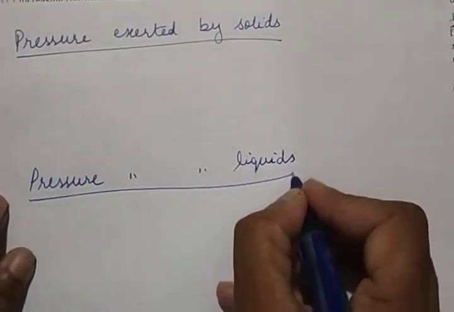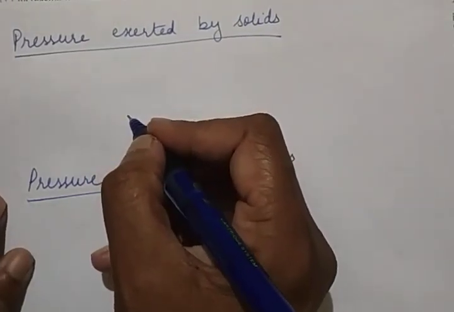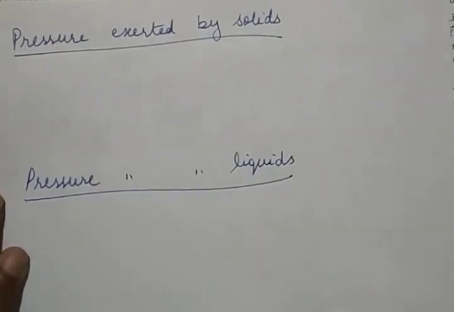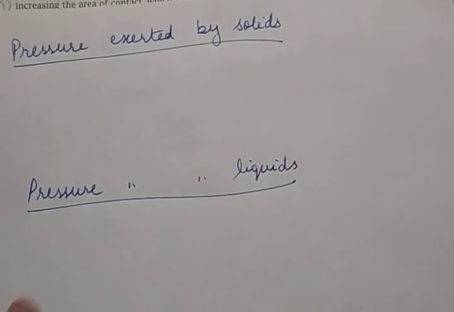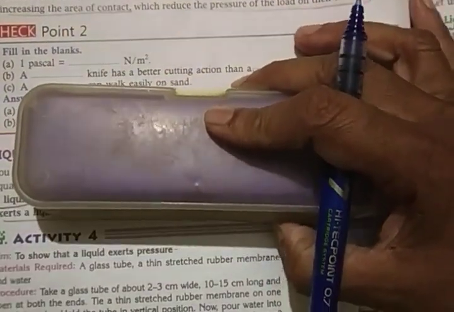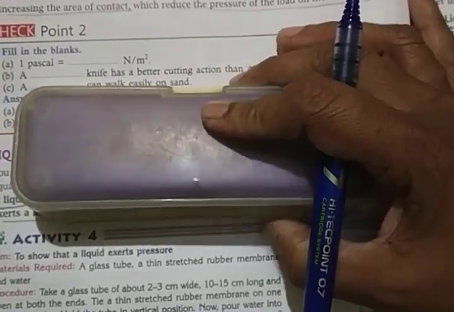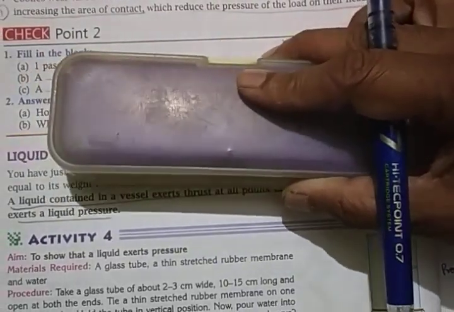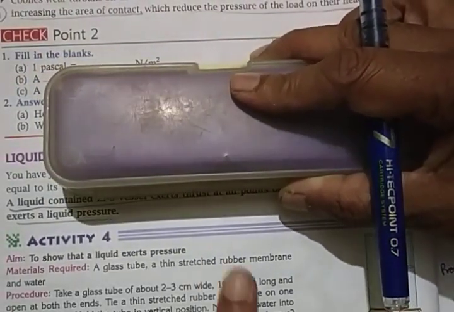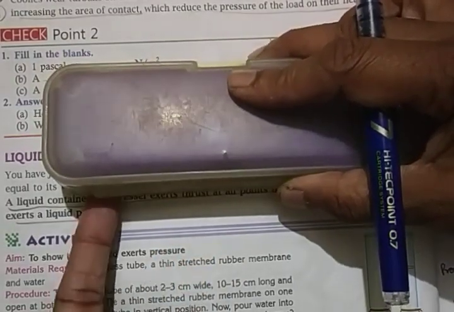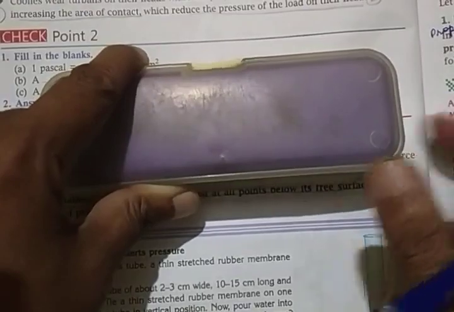between pressure exerted by solids and liquids is that solids exert pressure only at the base. For example, if I keep this object on the book, only the base of this is touching it. So a solid can exert pressure only at the base. It cannot exert pressure at the sides. It can only exert pressure at the base because of its weight. But it is not the case with liquids.